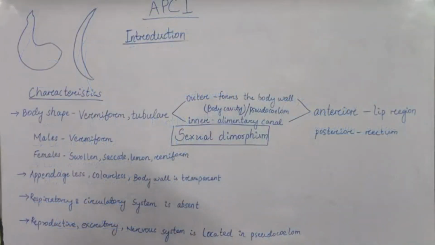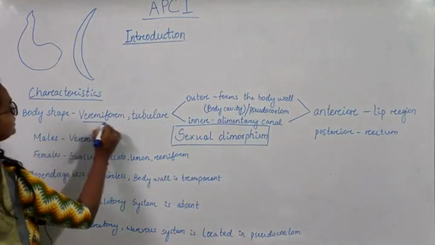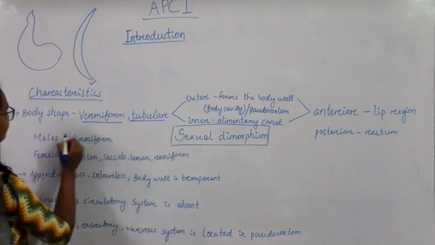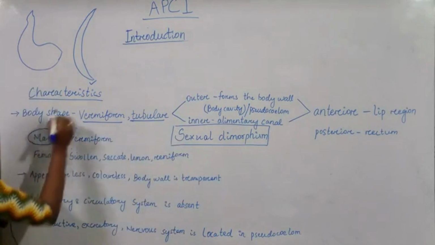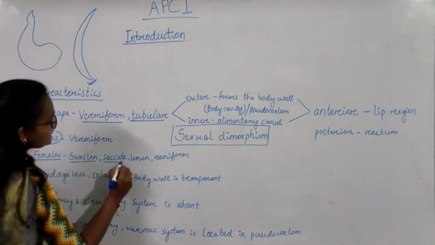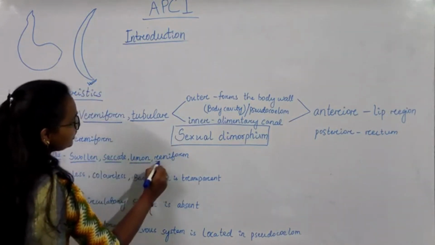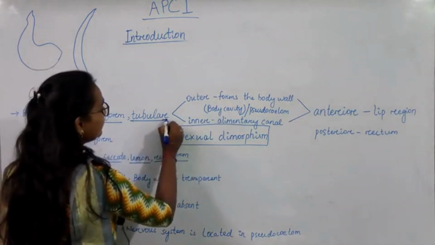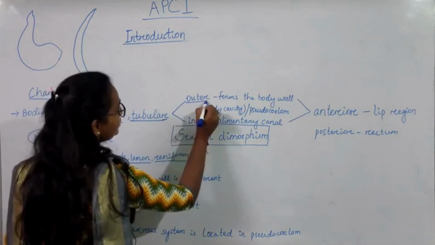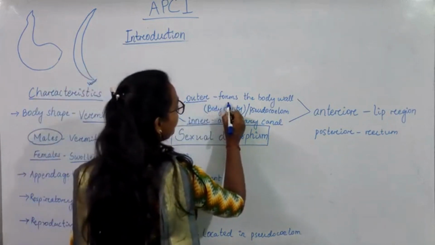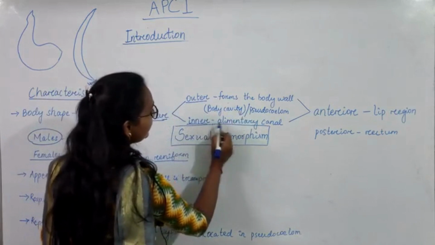Coming to the characteristics of nematodes, first of all we will discuss the body shape, which is vermiform. You can see the vermiform picture, and it is tubular in nature. The males are generally vermiform in nature, and the females are somewhat swollen, saccate. In some nematodes they are lemon shaped, and in some they are reniform shaped. The tubular body is divided into 2 parts, that is the outer tube and the inner tube. The outer tube forms the body wall and the inner tube forms the alimentary canal.